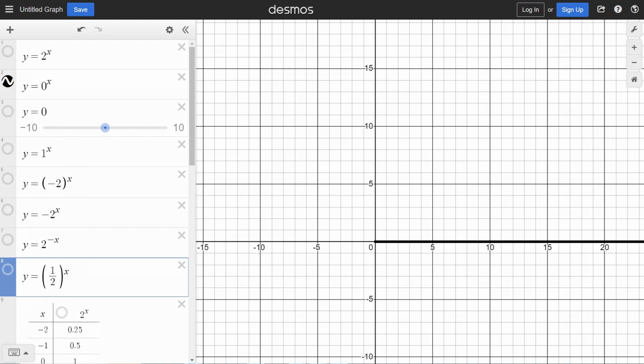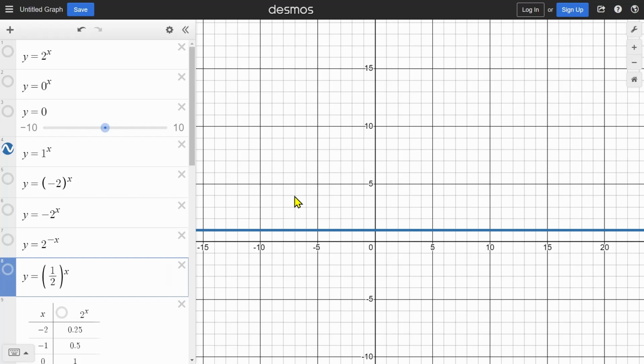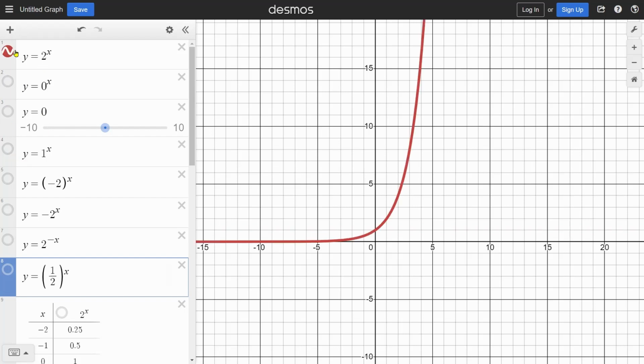So let's try a different base. Let's say I have a base of 1. If I have 1 to the power x, you see that I just get a horizontal line. So that's going to be linear, not exponential. So far, 0 to the power x did not end up with an exponential situation. 1 to the power x did not end up with an exponential situation. If I do 2 or 3 or 4, any of those positive bases, I definitely know that that's going to work. Okay. So let's say I take a -2 and I raise that to a power.